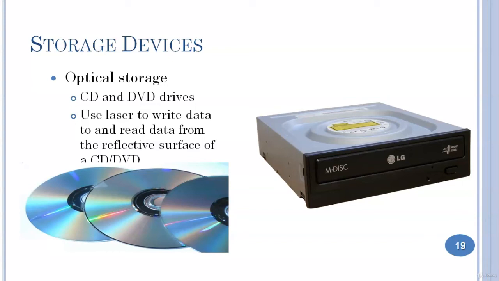Optical storage devices use laser to write data to and read data from the reflective surface of a CD or a DVD. The examples of optical storage devices are CD and DVD drives. CD is an abbreviation for compact disc and DVD is an abbreviation for digital versatile disc or digital video disc. So you can see a CD drive in this figure on the right.